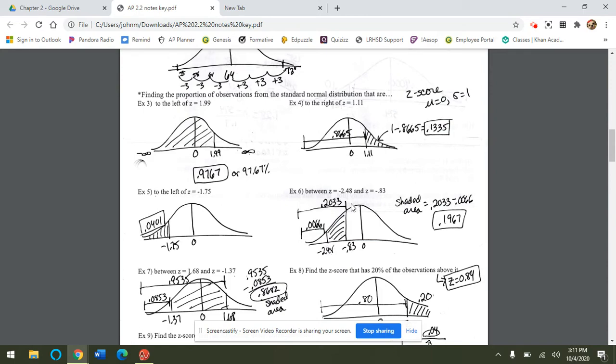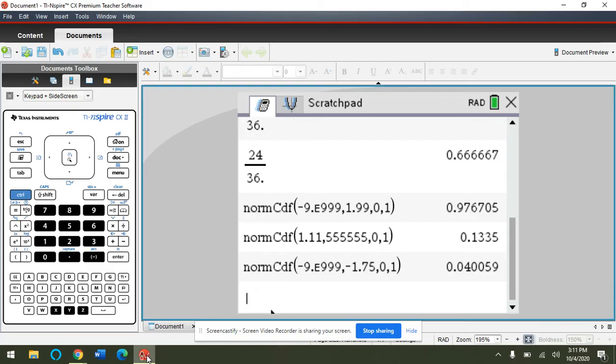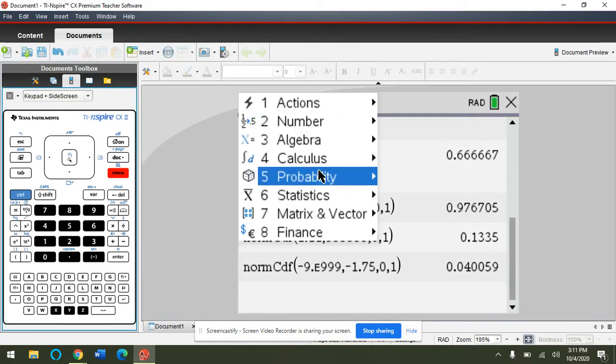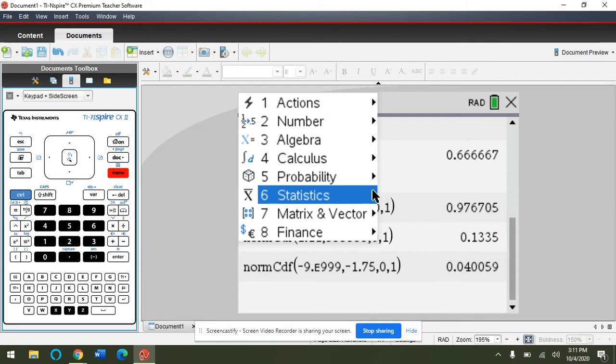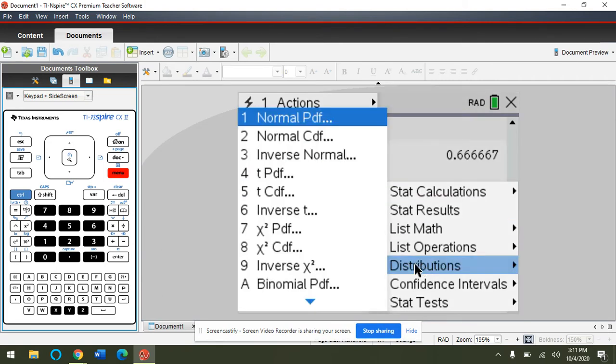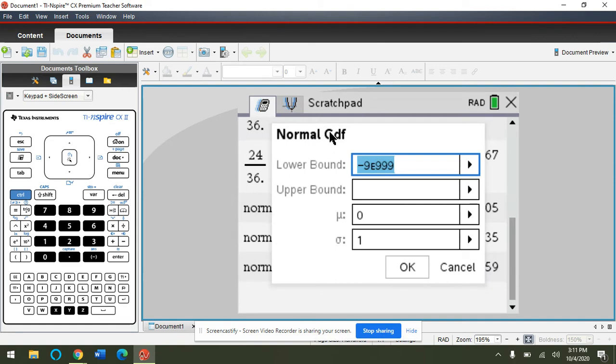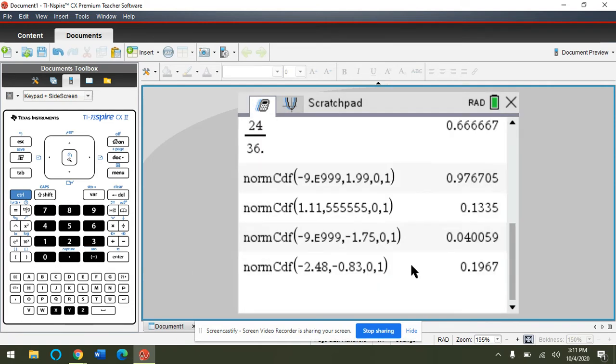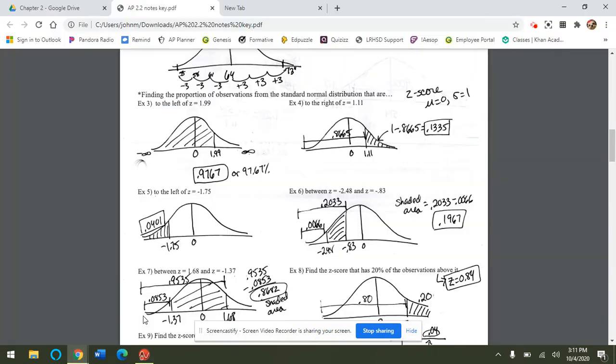Shading starts, shading stops. So if we come back, menus, stats, distributions, our shading starts at negative 2.48. Our shading stops at negative 0.83. This time, it looks them both up and subtracts them for us, which is so awesome. So if you choose to do this by hand, totally fine.